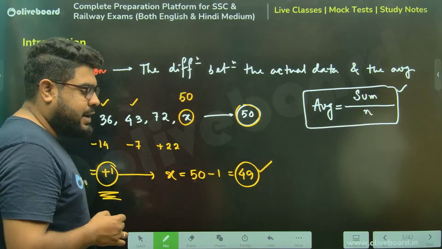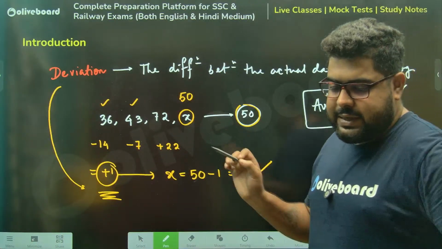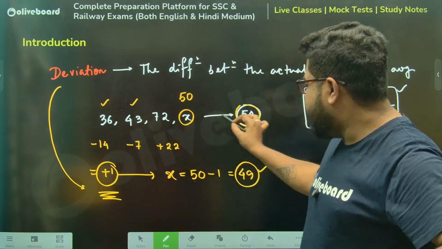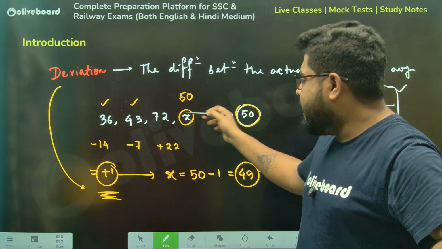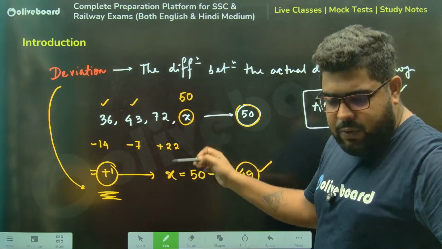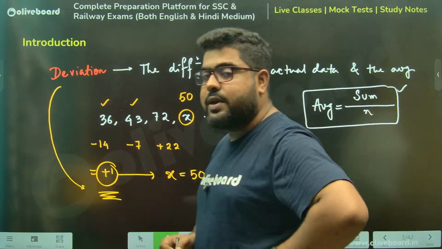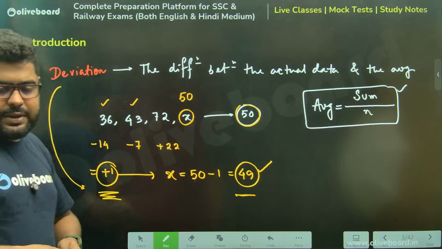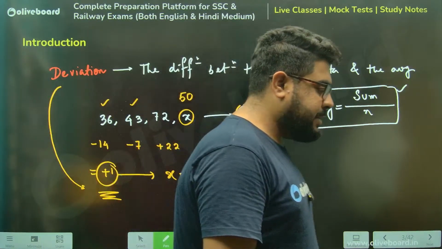This is the advanced way of calculating average questions. The basic way was to sum these three, and the total is 4 into 50, which is 200. Minus that, you will get this. But we did it in a different manner using deviation, because deviation is something that we will use in almost all the questions. Clear, everyone? This is a very simple concept of deviation.